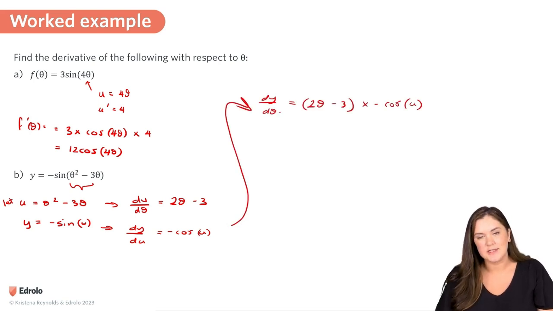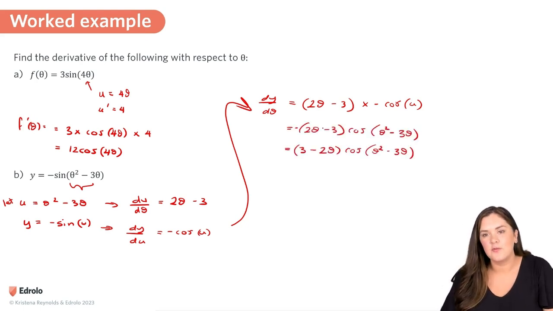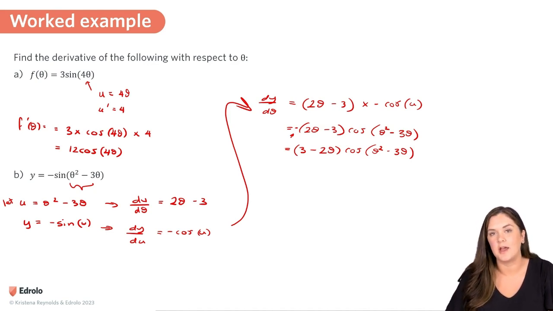And now what we're going to do is multiply those two together to find the derivative of y. So to start with, I get dy d theta equals 2 theta take away 3, all multiplied by negative cos of u. And now I'm just going to substitute what u was back into the rule. All right, so I end up getting negative 1 multiplied by 2 theta take away 3, then multiplied by cos of theta squared take away 3 theta. And just to get rid of this negative here, I'm just going to apply that to the bracket at the front there. So multiplying everything in there by negative 1, I get 3 take away 2 theta multiplied by cos of theta squared take away 3 theta.